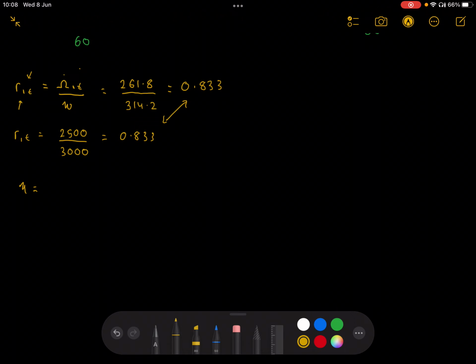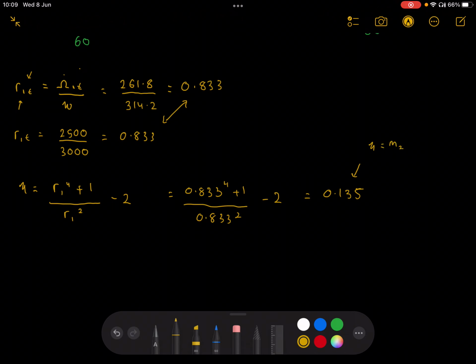Mu is given as R1 to the power of 4 plus 1 over R1 to the power of 2 minus 2. So 0.833 to the power of 4 plus 1 over 0.833 to the power of 2 minus 2. We got 0.135. So this is the mu, where this mu is actually mass 2 trial over mass 1.